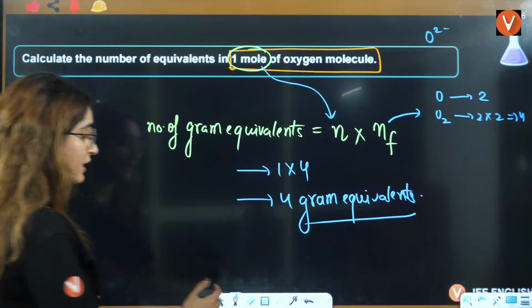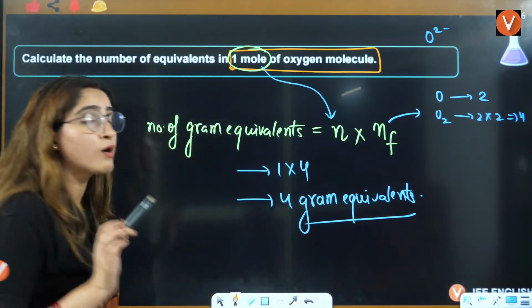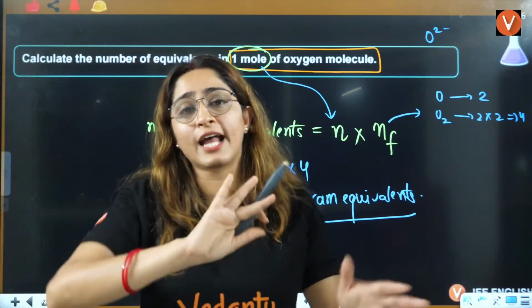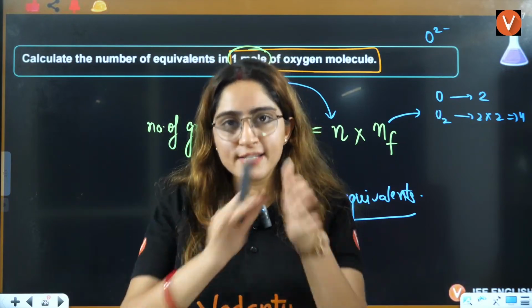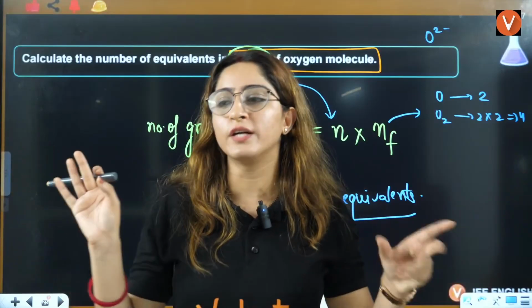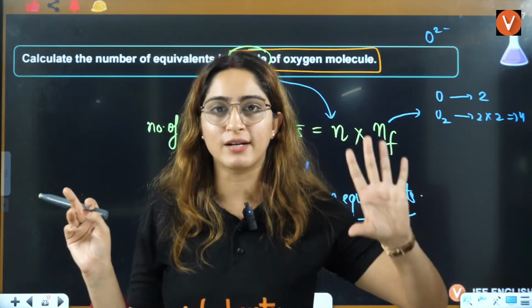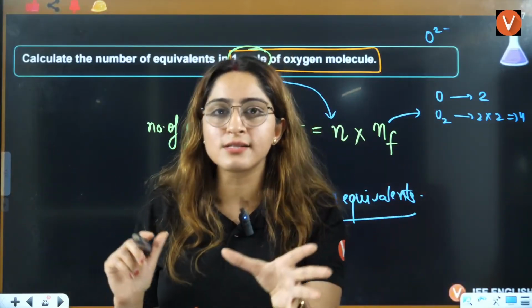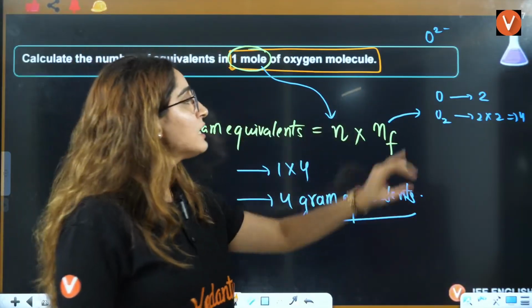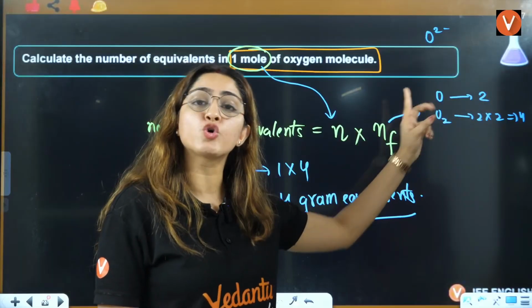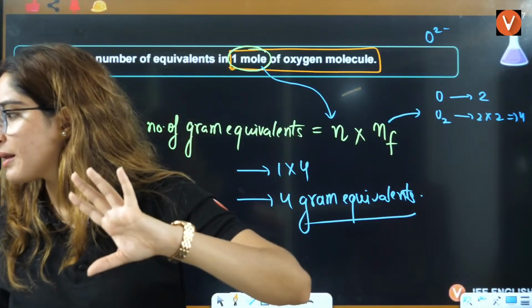What is not clear, you can let me know. If you're confused about how I calculated the n factor, I'll take a separate lecture on that. N factor is itself a very detailed topic. It will take us 1 hour to understand n factor. Right now, just understand that n factor is actually the valency factor. Oxygen has 2 valency, so 2 oxygens will have 4 valency.